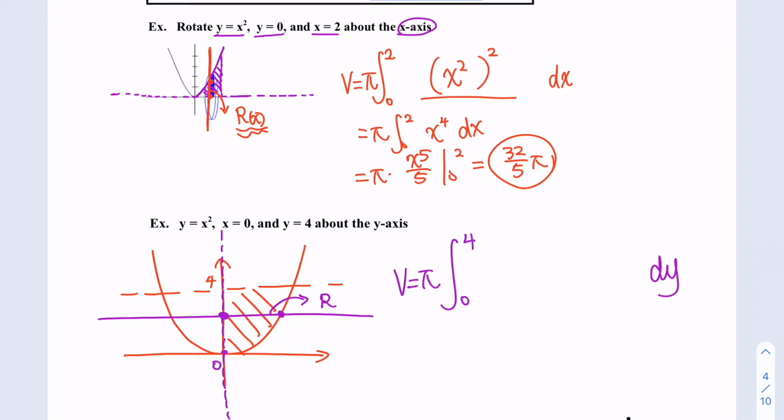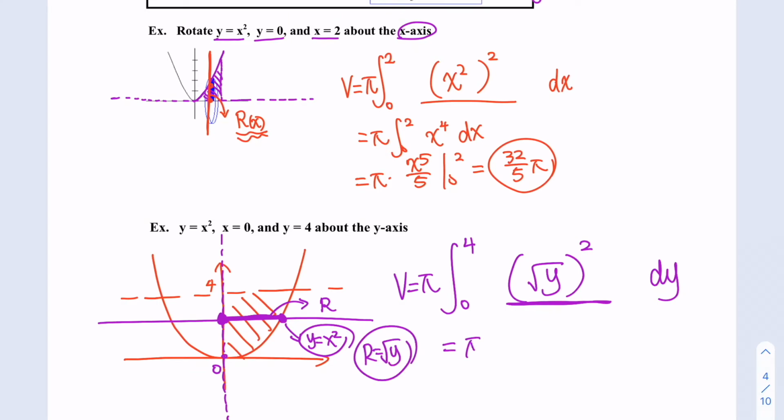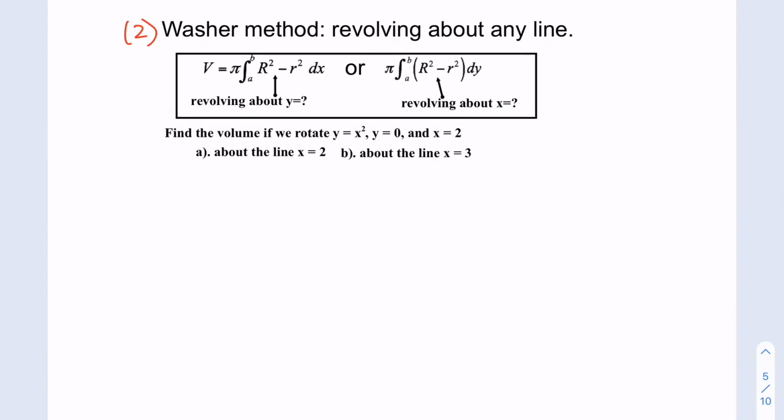Now we have to find the equation for r here. r is this point minus 0. This point is y equals x squared. Keep in mind, this inside function has to be a function of y. So x equals square root of y. That's our r. Now we plug everything in. If we look at this problem, for both the x and y axis, there will be no hole when we revolve about these two axes.